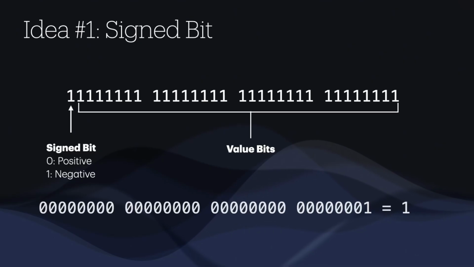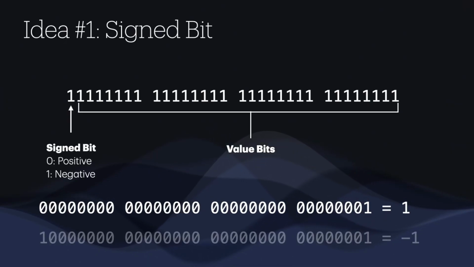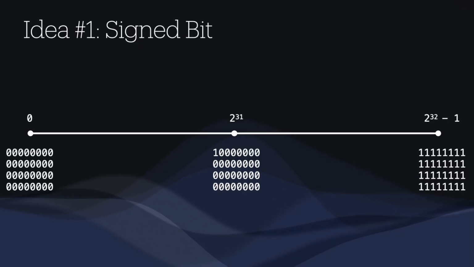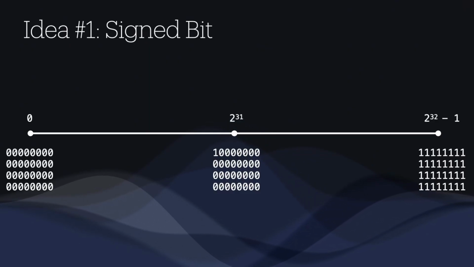For example, if you wanted to change this positive 1 here into a negative 1, all you'd have to do is change the first bit from a 0 to a 1. Let's see what happens to the number line if we changed from the unsigned integer number line to this idea we have of using the first bit to denote the sign. I've marked halfway on the number line here to show that 1 followed by 31 zeros, or 2 to the power of 31, is the middle of the number line.